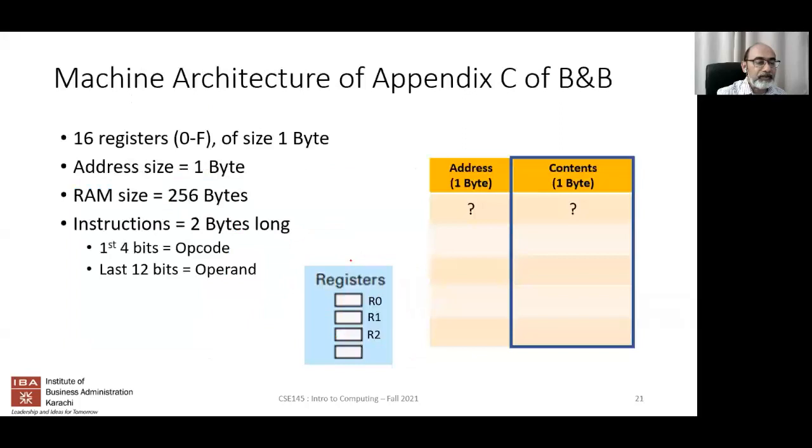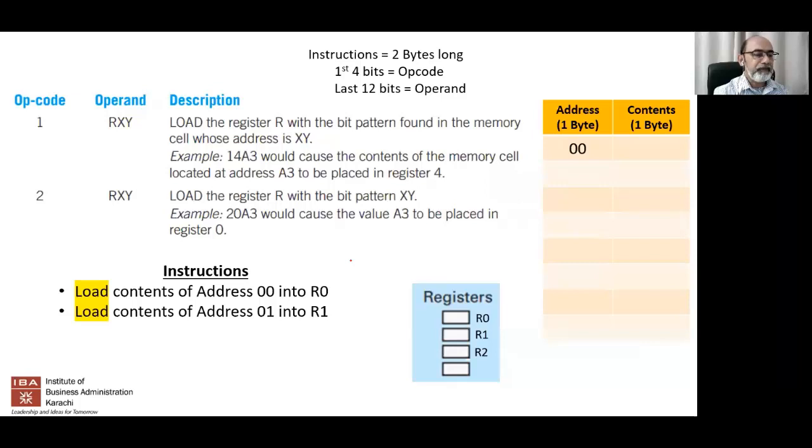Okay, so let's take a look at different types of instructions that one could actually use. So let's say we're going to now start defining these opcodes. The first opcode is defined as 1 in hex, and in binary it would be 0001. Remember, we're using 4 bits over here. The 2 would correspond to 0010. All of these are in hex. This is sort of what is referred to as assembly code. It's symbolic notation. So the opcode is a 1, and the instruction is specified: load the register R with the bit pattern found in the memory cell whose address is XY.